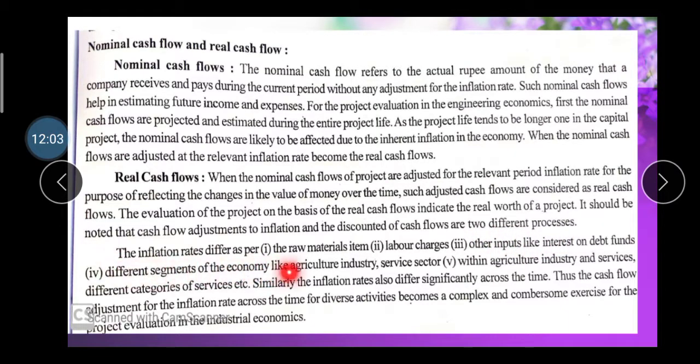Then the different segments of the economy, like agriculture and the service sector. Within the agriculture sector and service sector, there are different service categories that I have to consider. Similarly, the inflation rates also differ and are significant across time. So the cash flow adjustment for the inflation rate, at the time of diverse activity, becomes a complex and cumbersome exercise for project evaluation in the industrial economy.